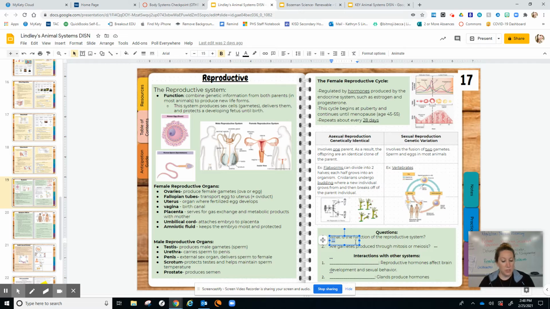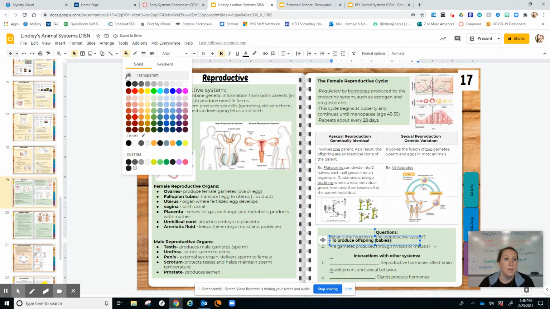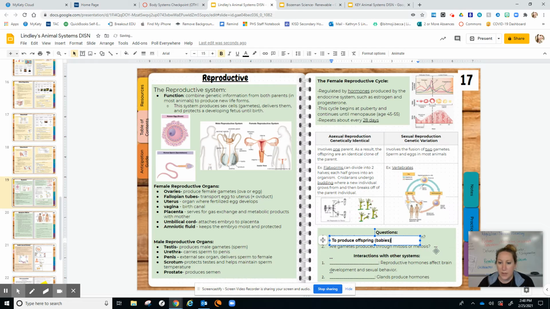What is our function of the reproductive system? To produce offspring, which are babies. So the whole purpose for having one is to make more humans specifically. Are gametes produced through mitosis or meiosis? They are produced through meiosis.